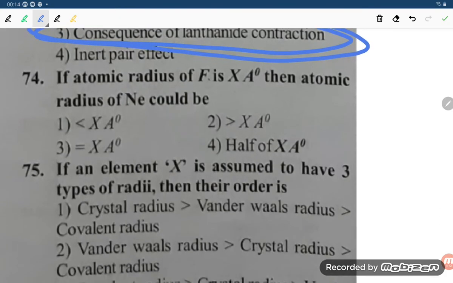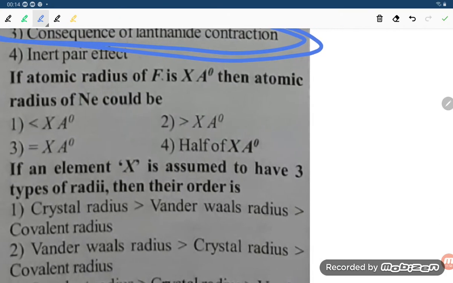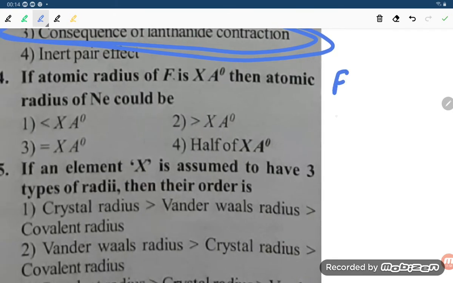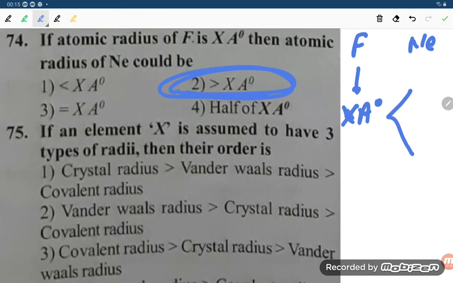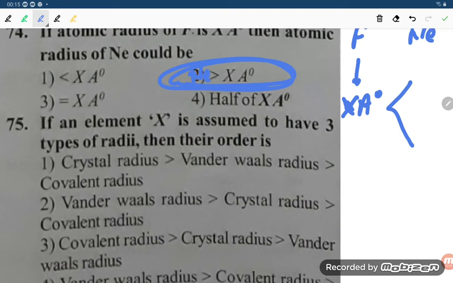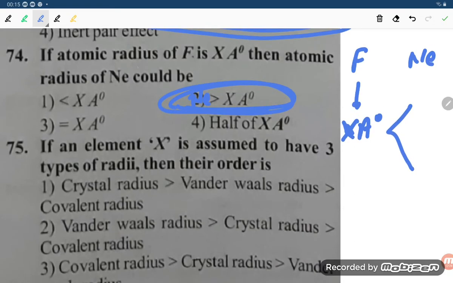Next one, student, if the atomic radius of fluorine is, they are saying, X angstrom, then what will the atomic radius of neon be, student? More than X angstrom. So you see, student, option number 2 is correct. It means the radius of neon is greater than fluorine. Because of why, student? Because neon has van der Waal radius, VR.